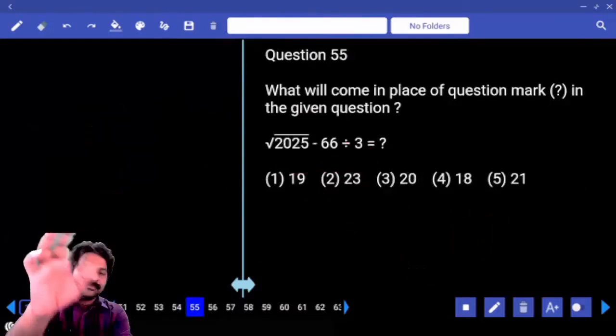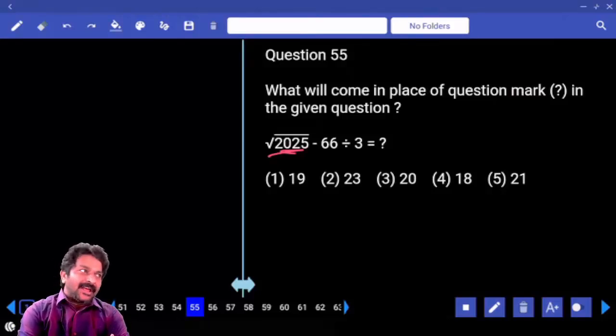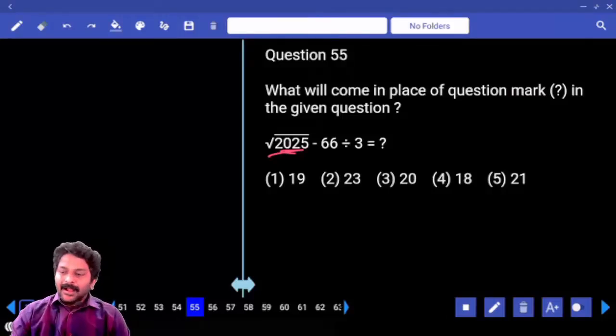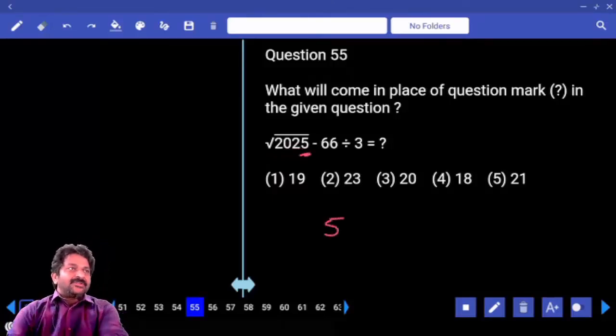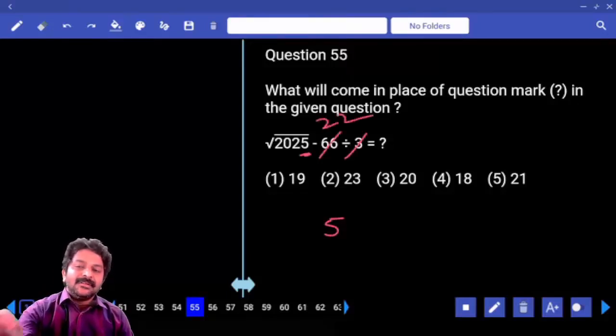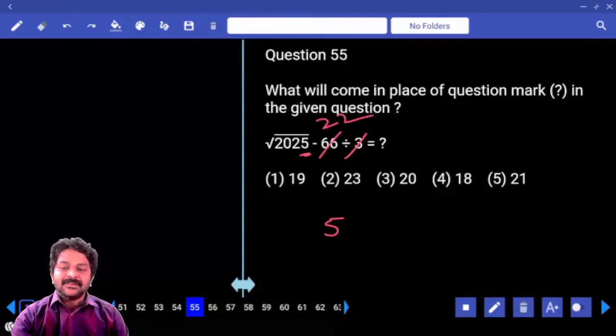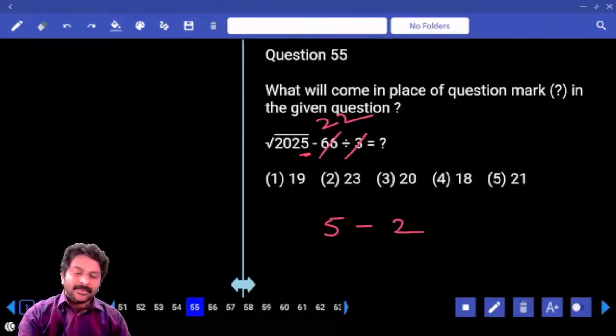Next. Right, look at your options first. All are ending with different numbers. Then we'll go for last digit verification. Okay, now the under root value is ending with 5. That means it must be a square which ends with 5 only. 3 how many times? 2 times. Last digit? 2. 5 minus 2. The answer must end with that, only one option. Over. Next.